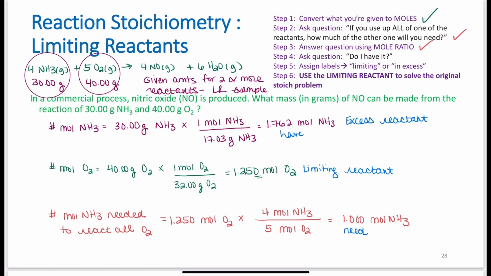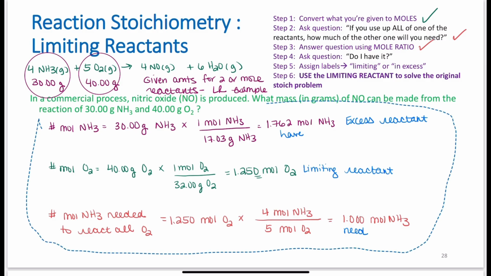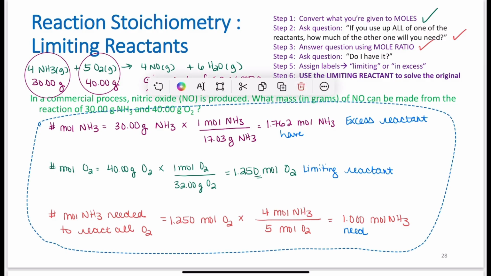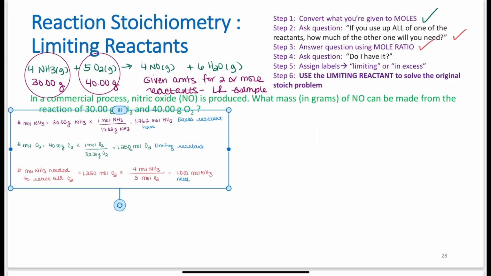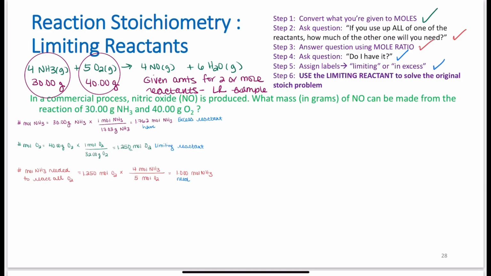Now, if I had done it the other way, if I had solved for how much oxygen to react all of my ammonia, I would have realized I didn't have enough oxygen. And that would have also told me that oxygen was my limiting reactant. I do have to make some space for us. So 1 second while we do that. Okay, so now we got some space. So I have also done this and I've done this. Now I can use that limiting reactant to solve the original stoich question.